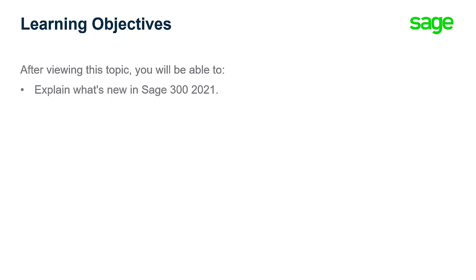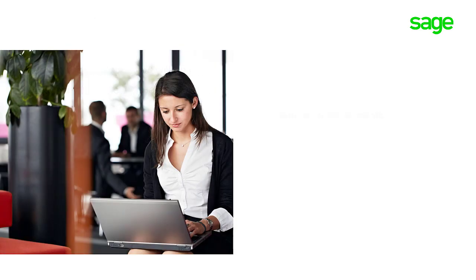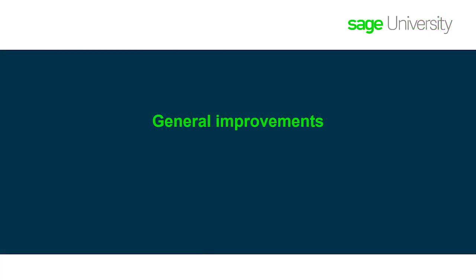Over the next few minutes, we will show you what's new in Sage 300 2021. This release includes changes in two main areas: general improvements and web screen improvements. Let's start by looking at general improvements available in the Sage 300 Cloud web screens and in the Sage 300 Classic screens.